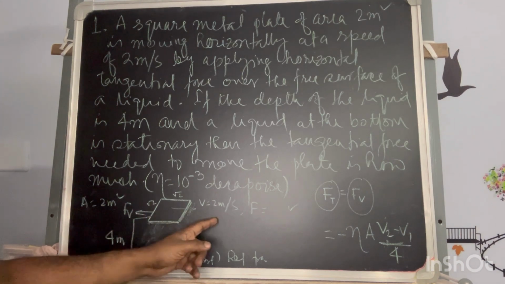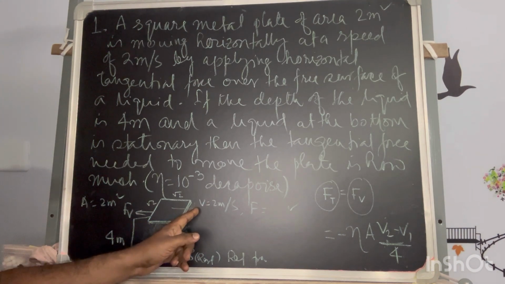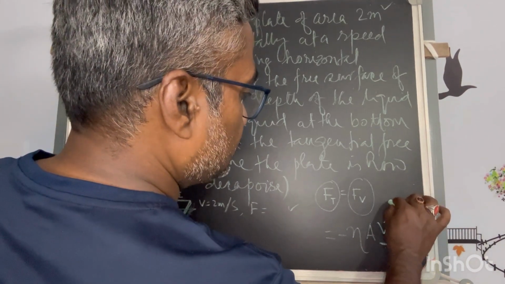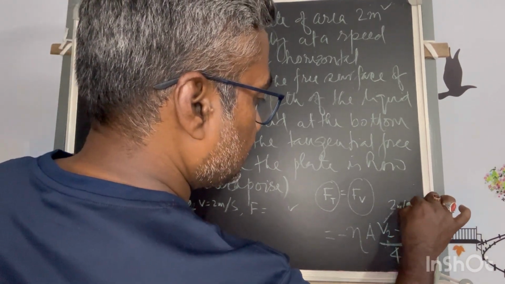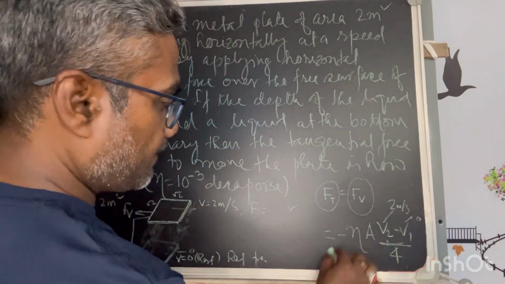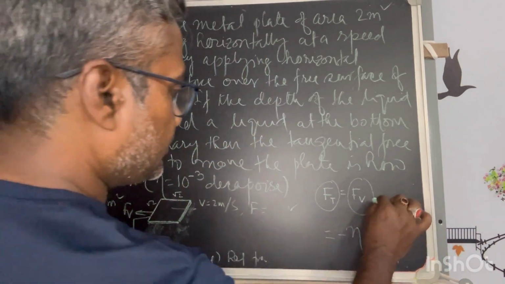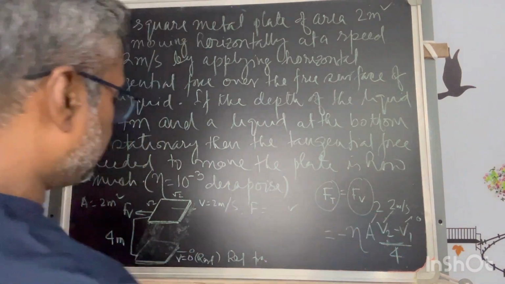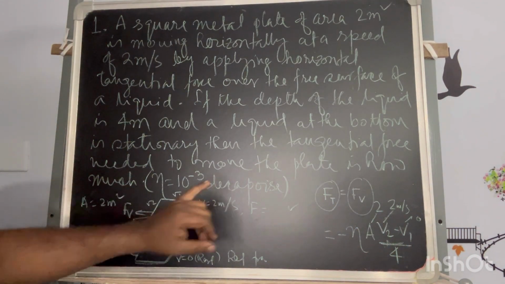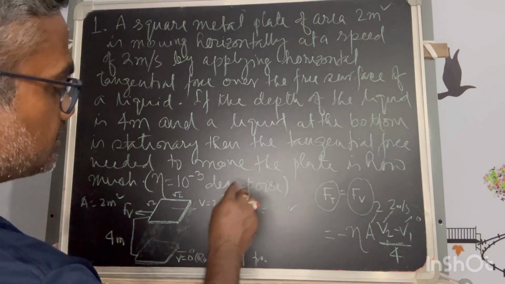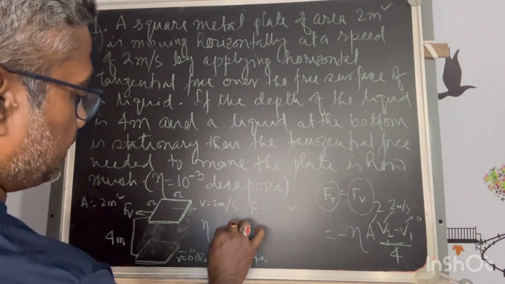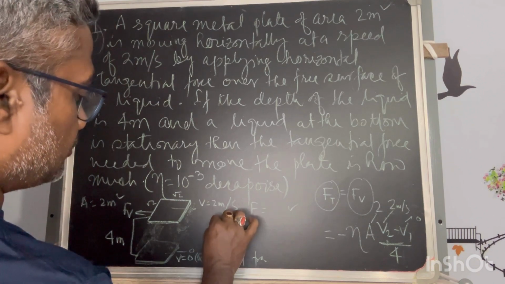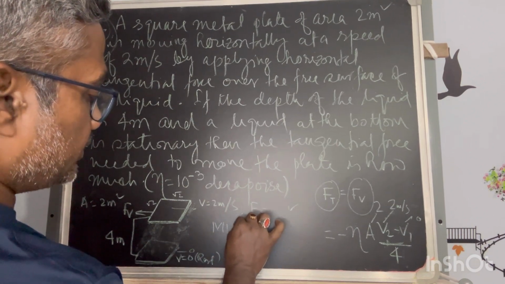All are in SI units, so no need of conversion. This is getting velocity v2 and this is at rest, so v2 is equal to 2 meter per second and v1 is equal to 0. The cross section area, that you know, is 2 meter square. What is eta here? Dynamic viscosity, which is 10 to the power minus 3 decapoise. Now eta in decapoise, the unit we know, is M L to the power minus 1 T to the power minus 1.